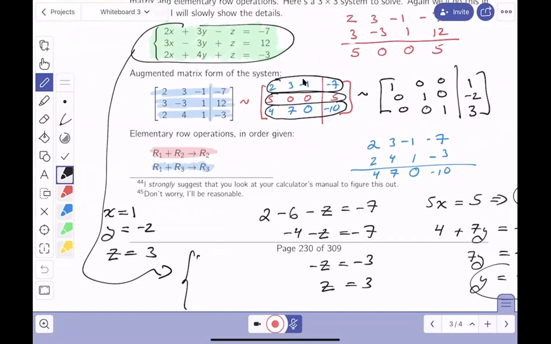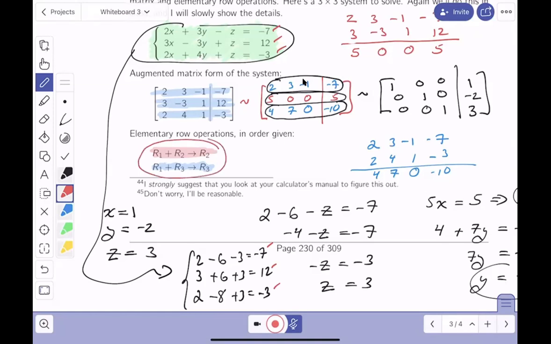If X is 1, I get 2, 3, 2. If Y is -2, I would get -6, +6, I'm just plugging in, -8. If Z is 3, I would get -3, +3, +3. Let me do my arithmetic and see if it's what they say it's supposed to be. What do I get over there? -7. What do I get here? 12. What do I get there? Did I make a mistake? 2. Oh no, -3. Let's check it. I got it. All right. By the way, very small number of steps to get there. All right.